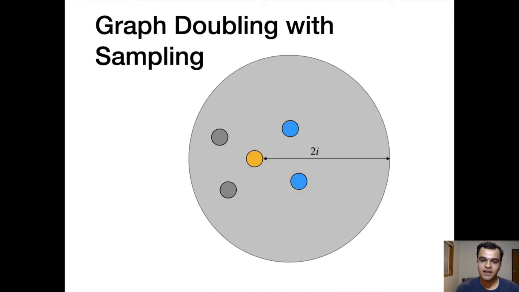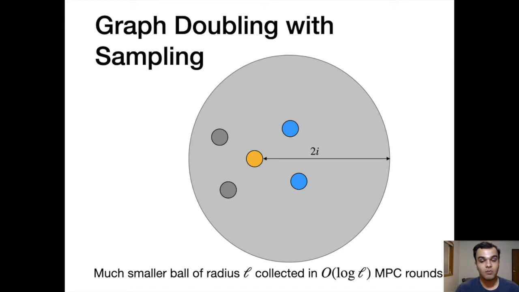So then we get a much smaller ball of radius L, and we can also again collect it in log L MPC rounds. And notice that since this ball is much smaller than the actual ball of radius L around the orange vertex, we can actually gather a larger ball around the orange vertex since it can fit into memory. So that will allow us to simulate more rounds at a time.